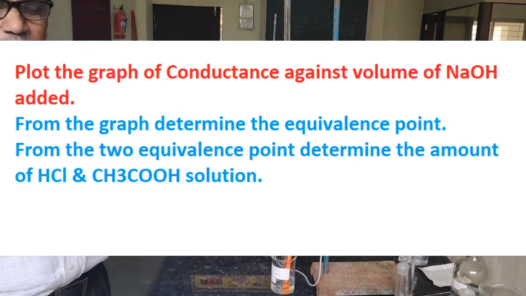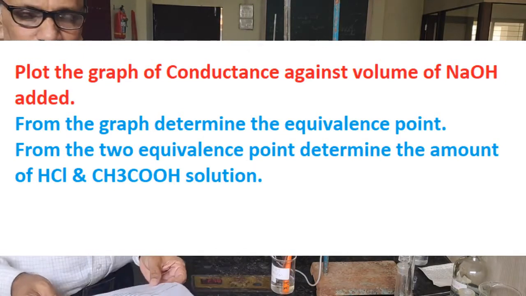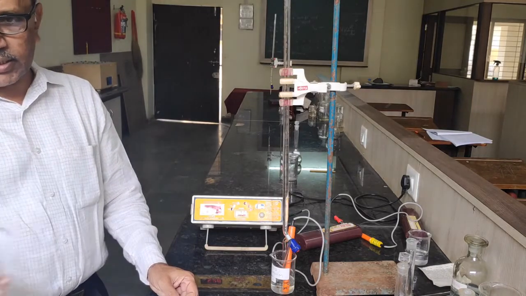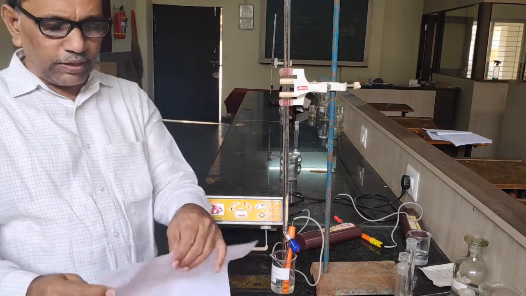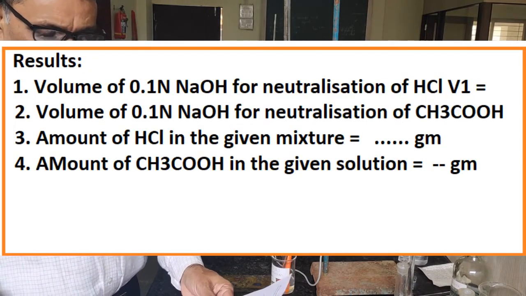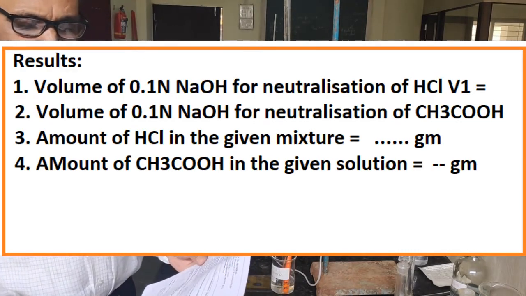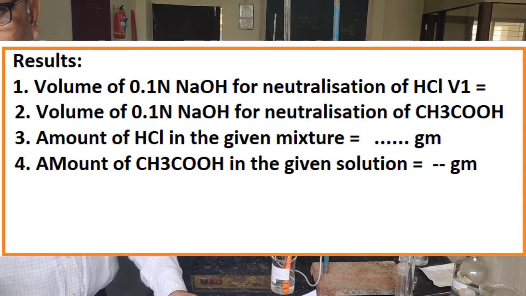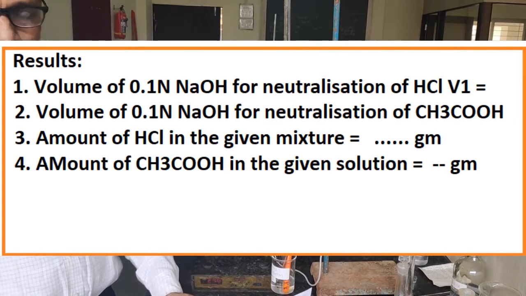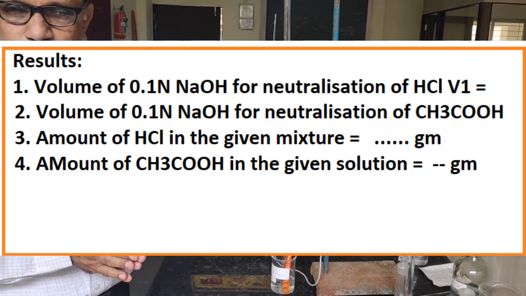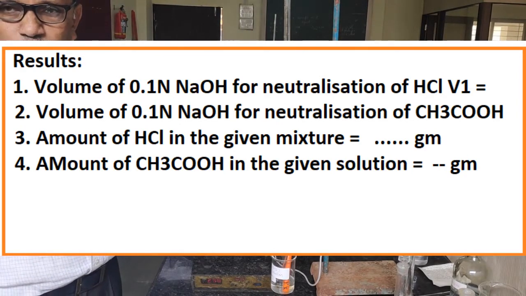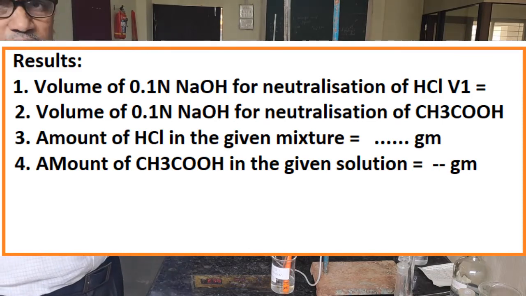In this experiment we are going to plot the graph of conductance versus the volume of NaOH added. Conductance is taken on the y-axis and volume of NaOH added on the x-axis, and from the graph we determine the amount of HCl present in the given solution from the first equivalence point, and from the second equivalence point the amount of acetic acid present in the given solution. Thus in the conductometric experiment we measure the conductance of the solution with the help of the conductometer and conductivity cell.